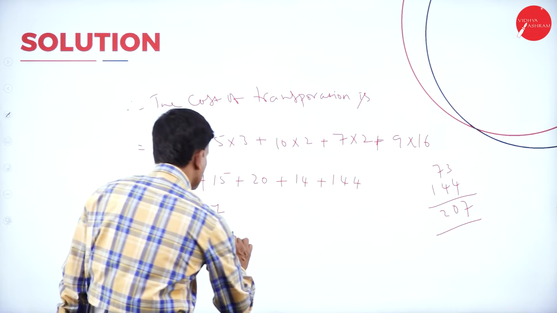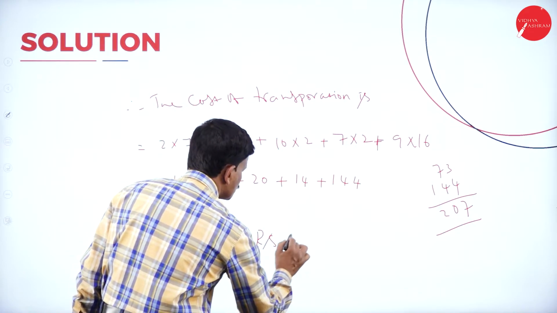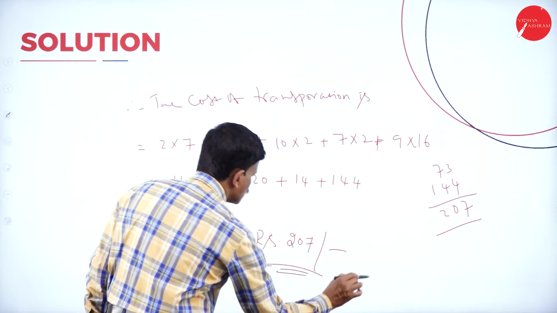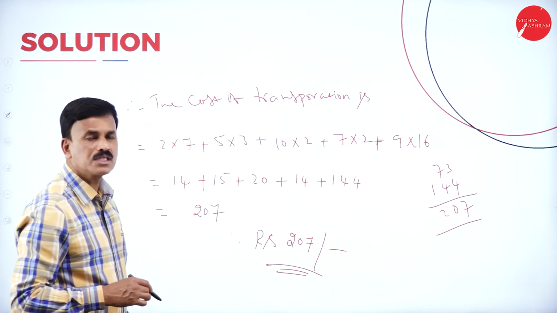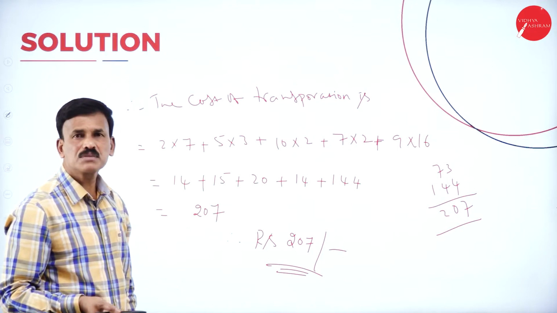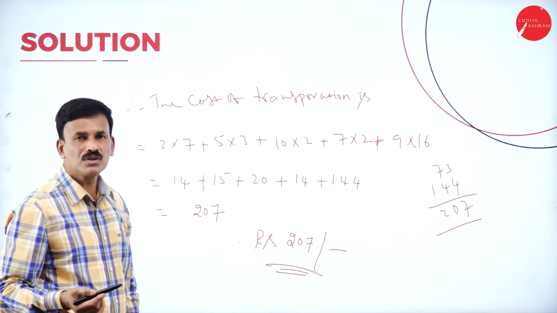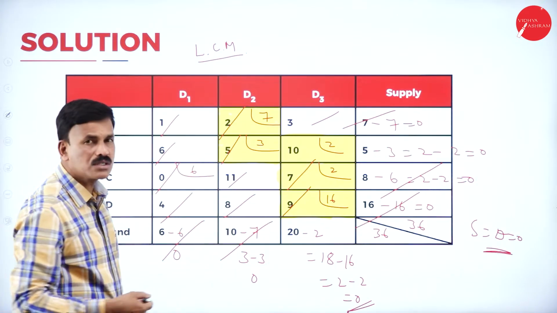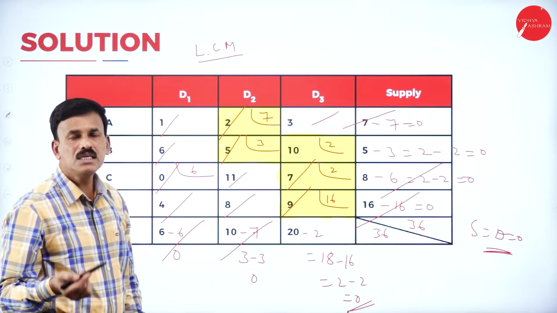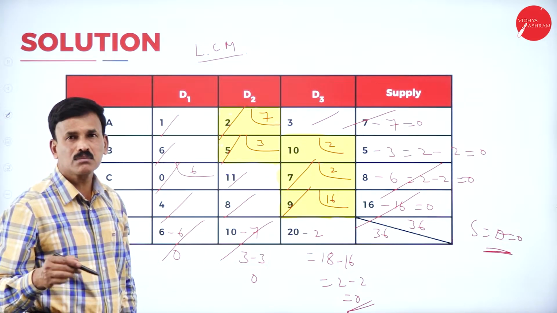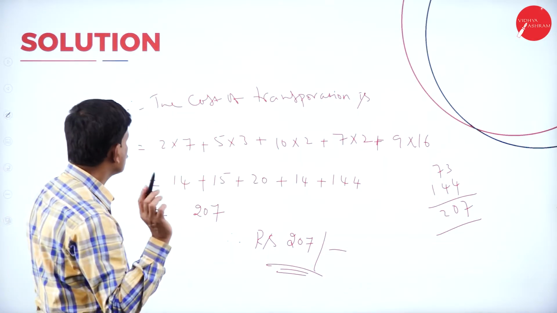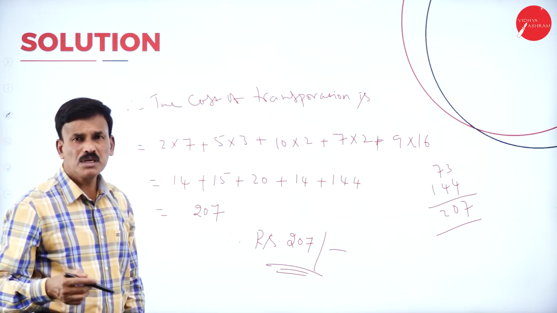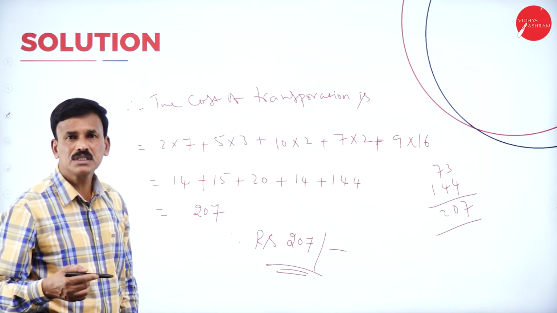So, therefore, the cost of the transportation is rupees 207. So, this is the cost. Rupees 207 is the cost of the transportation. That's it. Hope you followed this. So this procedure, this method is called solving a problem using the least cost method or matrix minimum method. Okay. So this is a very simple concept. This is also very important. You may expect this type of question for 7 or 8 marks.